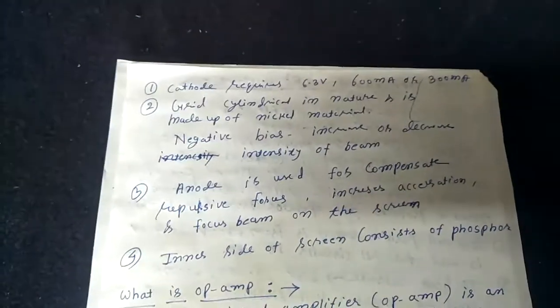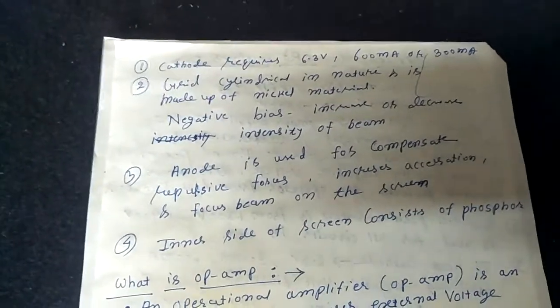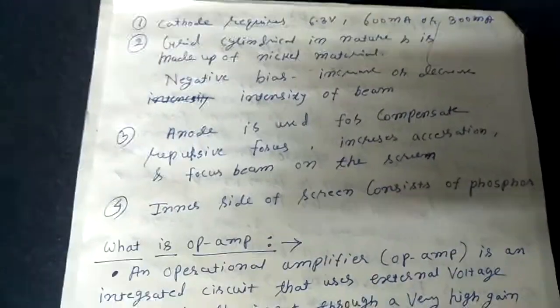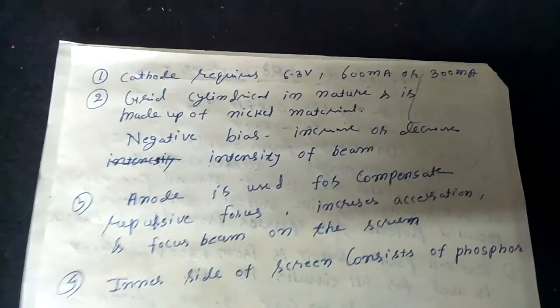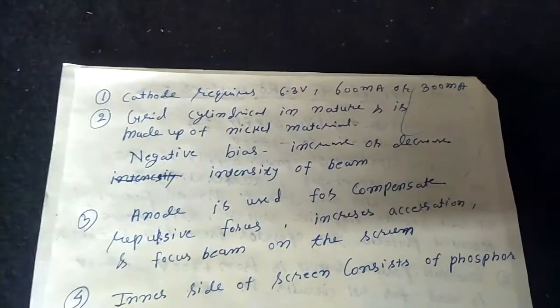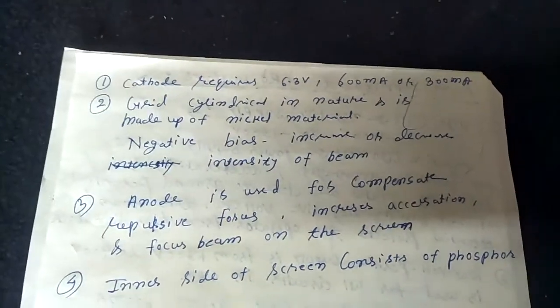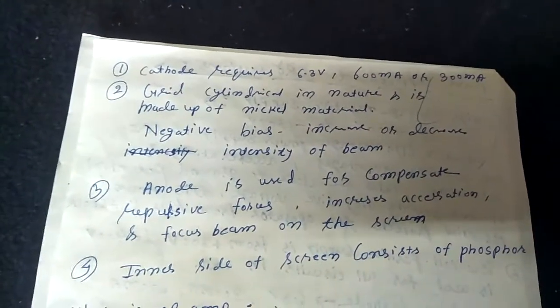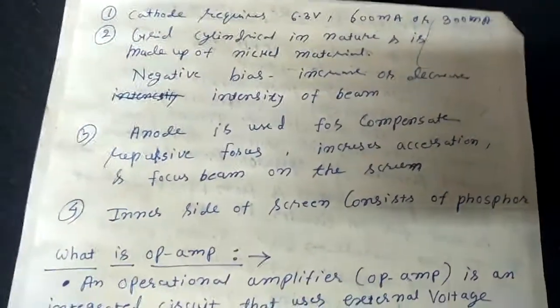After that, the grid is cylindrical in nature and a negative voltage is applied to it. How do we control that negative voltage? By using a potentiometer. If the number of electrons reaching the screen is larger, then the intensity is more. So the intensity can be controlled by increasing or decreasing the negative voltage, and thereby we can increase or decrease the intensity of the light beam.